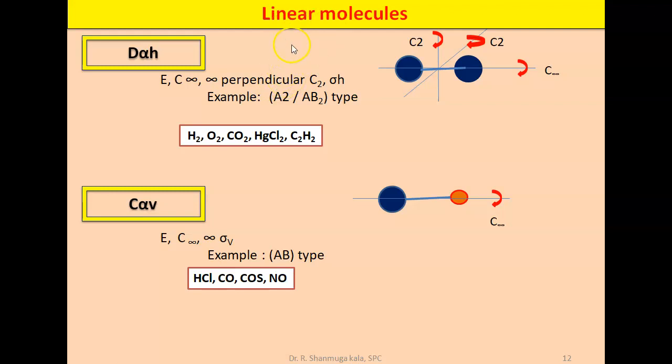And the last type is the linear molecules. If the molecule is linear, then there are two types of point group it may have. One is D infinity h, another is C infinity v. So D infinity h means the molecule is a homonuclear diatomic molecule like hydrogen or oxygen, or a linear molecule like CO2.